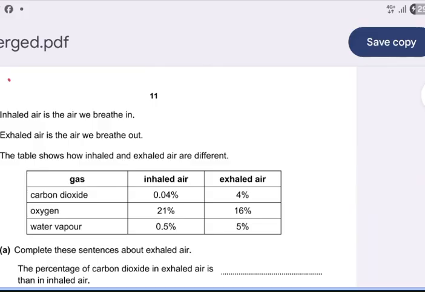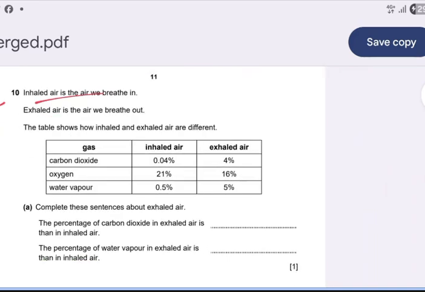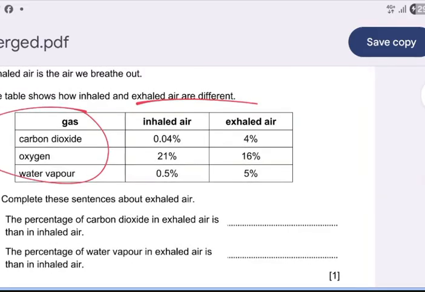So inhaled air is the air we breathe in, like exhaled air is what we breathe out. So the table shows how inhaled and exhaled air are different. So we have many gases, of course, we can inhale and exhale. We have carbon dioxide, we have oxygen, we have water vapor. So inhaled air for carbon dioxide, what is the percentage?